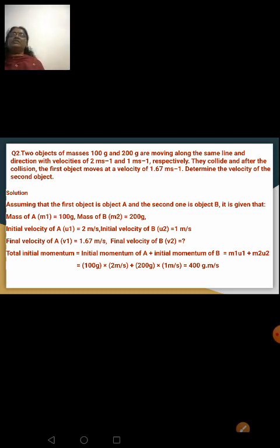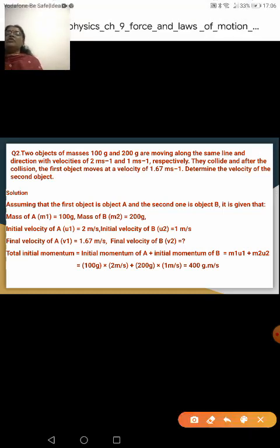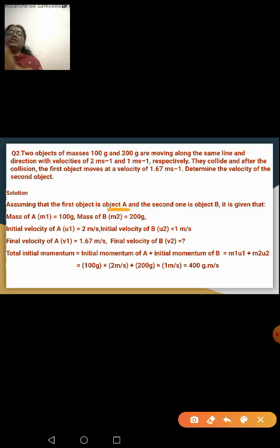That is M1 U1 plus M2 U2 is equal to M1 V1 plus M2 V2. So since two objects are given, we are using the names object A and object B. So mass of object A is assumed as M1, which is equal to 100 gram. Mass of object B will be M2, that is 200 gram. Initial velocity of object A, which is U1, is 2 meter per second. Initial velocity of object B, U2, will be 1 meter per second.